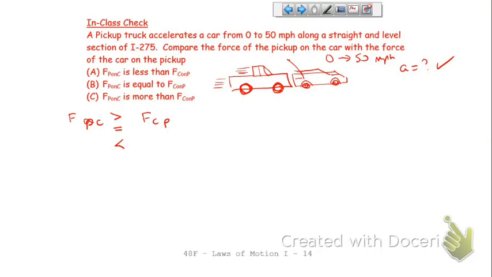Anybody want to volunteer an answer? Force of the car on the pickup. So, who thinks the first choice? You close your eyes, put your hands up. Who thinks the first one? Anybody? Who thinks the second one? Anybody? Who thinks the third one? Anybody? Who's not put their hand up?